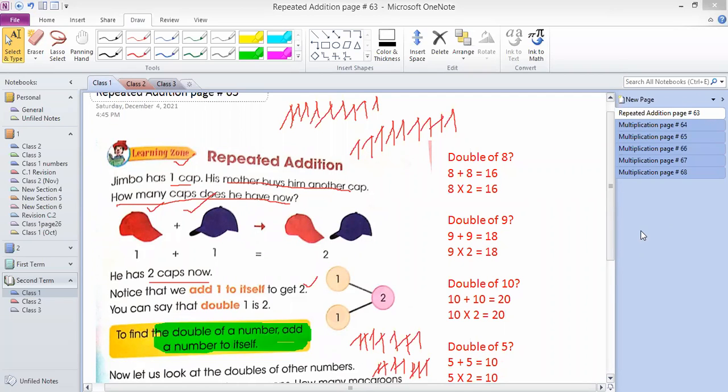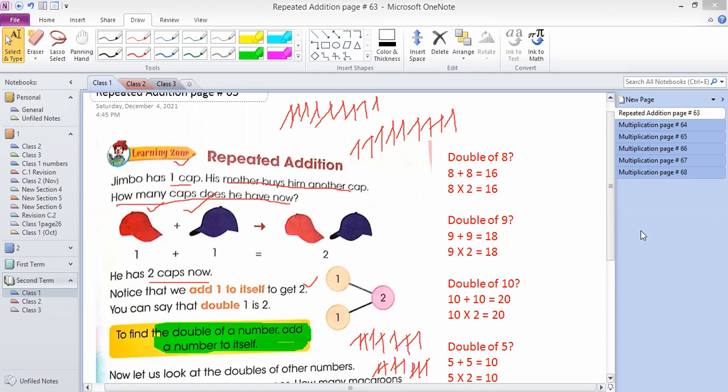So guys, we have found out the double of 1, that was 2. Double of 2 was 4. Double of 3 was 6. Double of 4 was 8. Double of 5 was 10, double of 6 was 12, double of 7 was 14, double of 8 was 16, and double of 9 was 18, and double of 10 is 20.